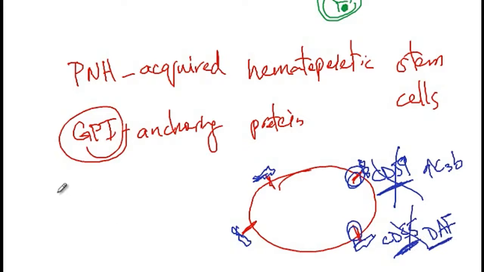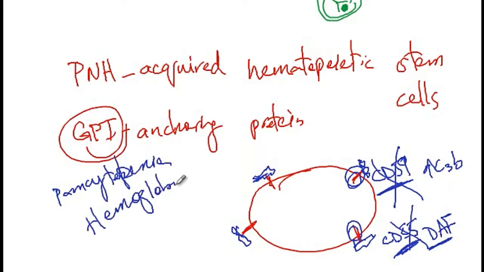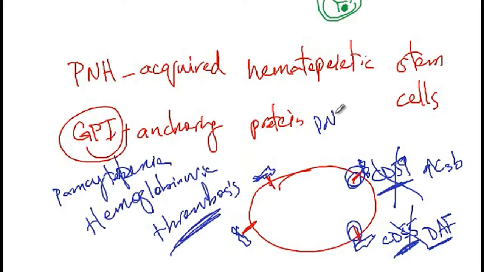So these patients present with pancytopenia, hemoglobinuria, and thrombosis. And this thrombosis is the most common cause of death in patients with PNH.